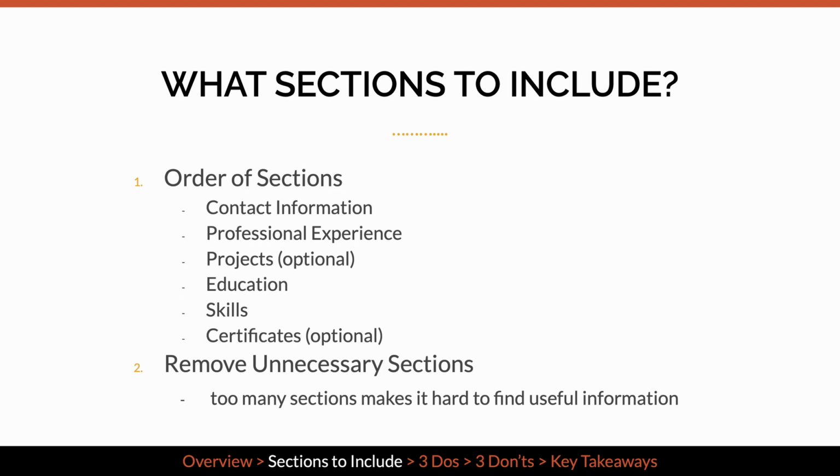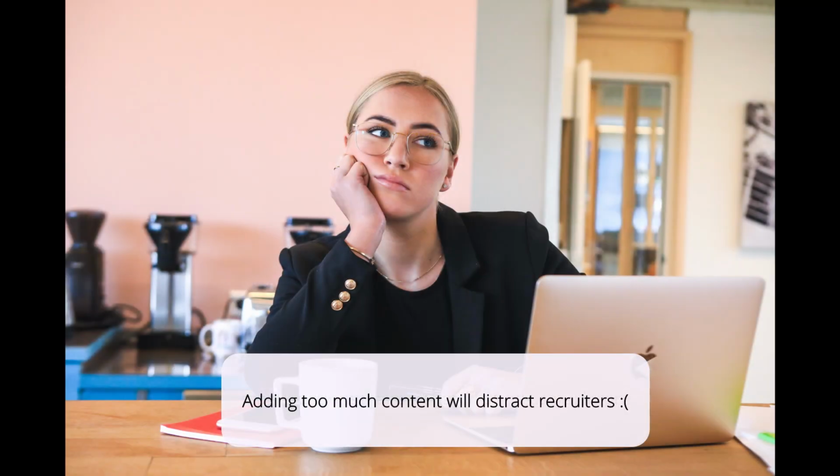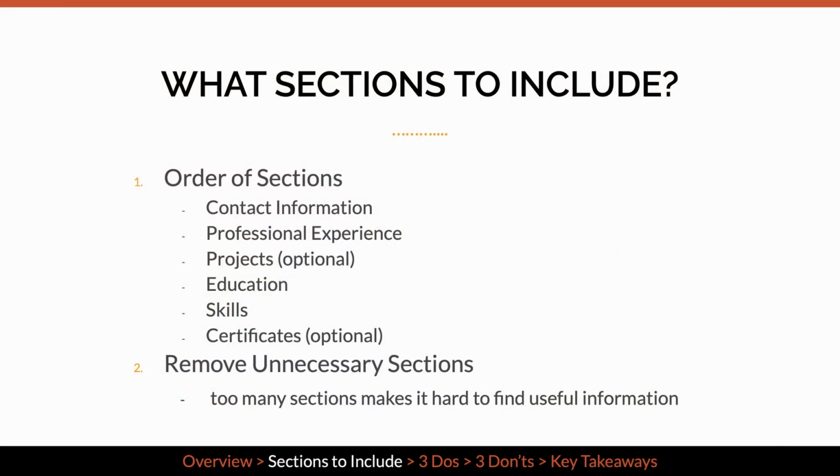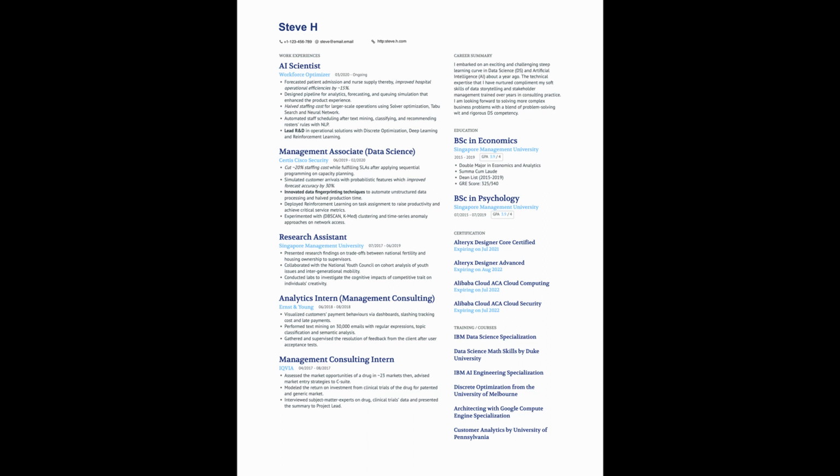Second, remove sections that are not absolutely necessary, such as volunteer experience and hobbies. As I mentioned earlier, adding too much content will only distract people from finding useful information. Let's take a quick overview of 2 resumes. The first one is from a junior data scientist, Steve, who got some really good experience from internships, and he's working as an AI scientist. He also has lots of training in data science, as you can see from the certificates he obtained.